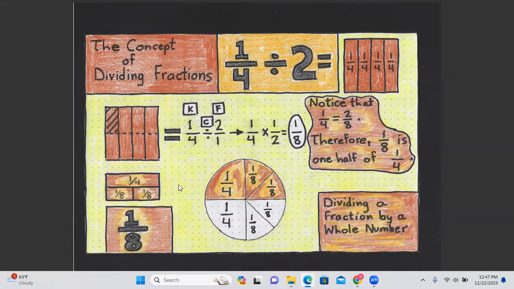And when we look at this diagram right here, we can easily see that 1/4 is the same as 1/8 plus 1/8. And so let's say if you and a friend have 1/4 of a candy bar and you give him 1/2 of it, you're actually giving him 1/8 of a candy bar while you eat the other 1/8 of a candy bar. And the same can be true of a whole pizza.